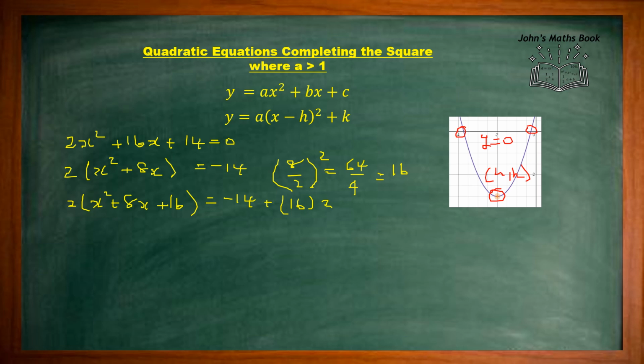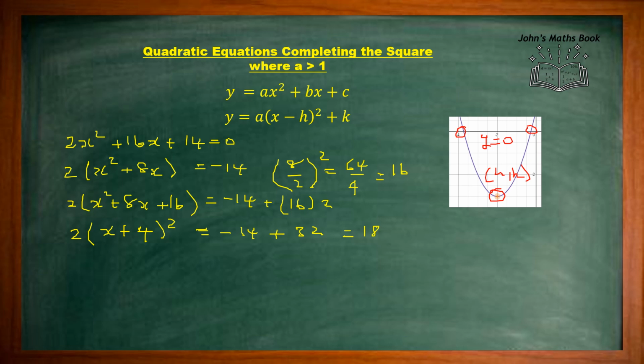So let's now look at the left-hand side, and we have a perfect square trinomial. So that can be written as 2 into x plus b divided by 2. So b is 8 divided by 2. That gives 4. That's all squared is equal to minus 14 plus 16 times 2 is 32. So that equals 18.